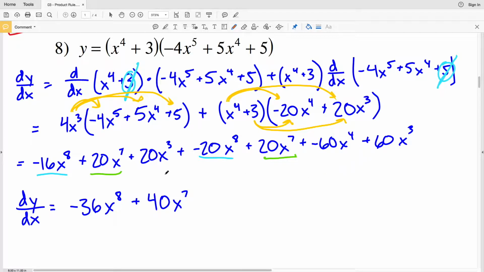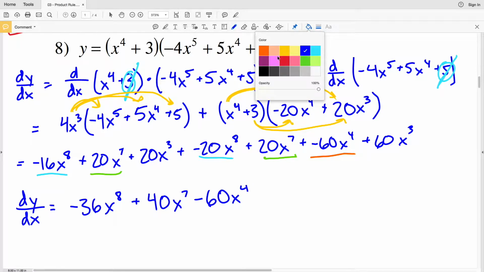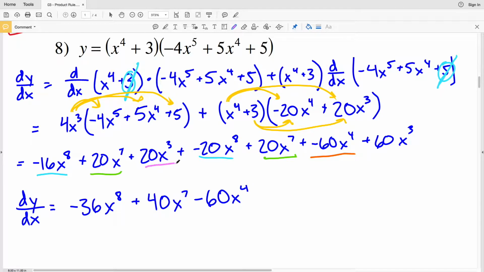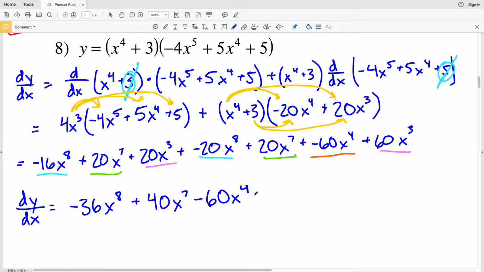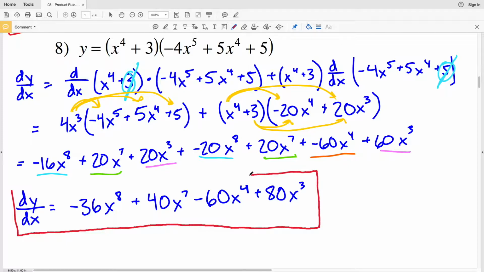My next highest degree is x to the fourth, but there's no other terms with x to the fourth, so I'll just write negative 60x to the fourth. And then finally I can combine my last two terms, 20x cubed and 60x cubed. 20 plus 60 is 80, so that'll be plus 80x cubed. So my derivative of y with respect to x in number 8 is negative 36x to the 8th plus 40x to the 7th minus 60x to the 4th plus 80x cubed. Let's continue on to the second page.